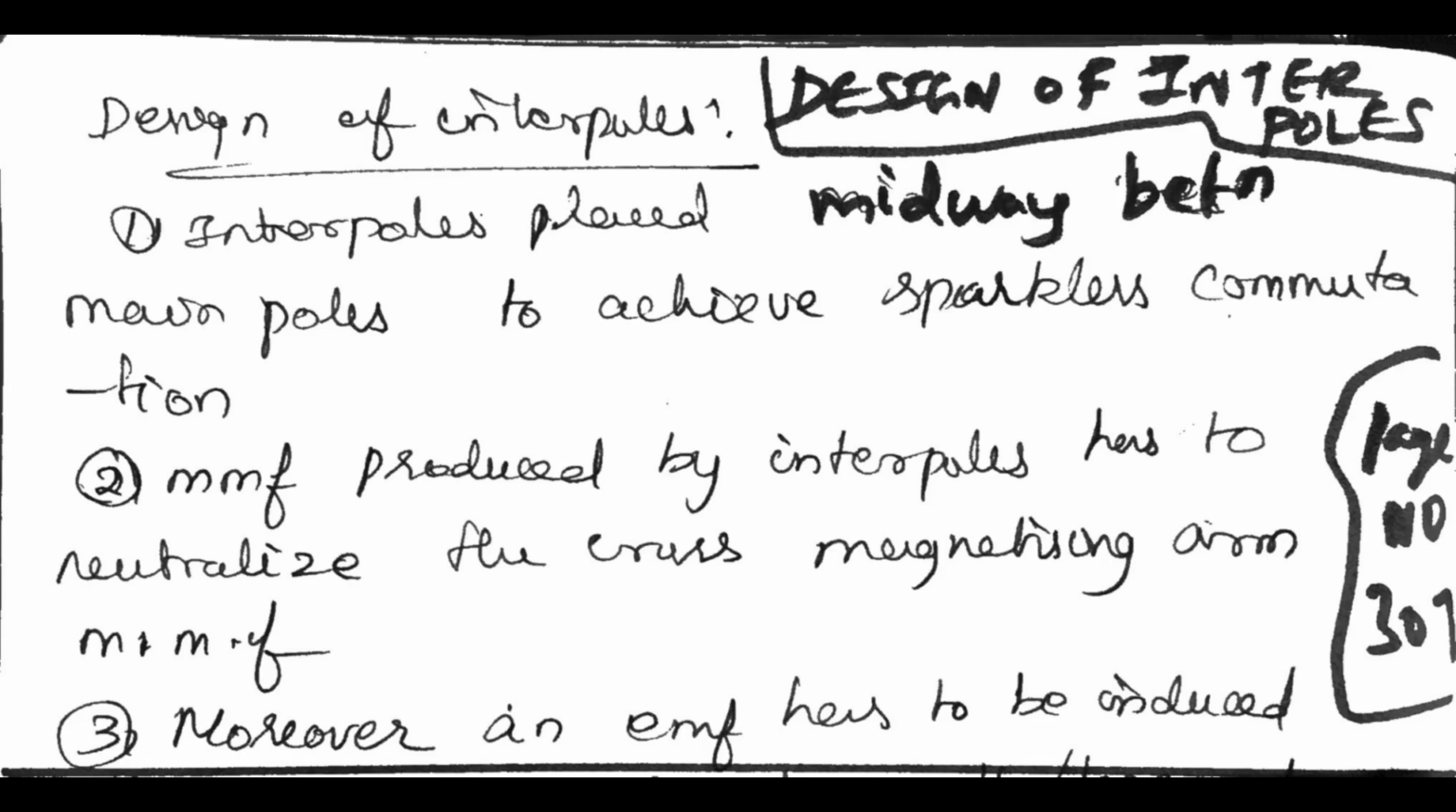Electrical machine design, EMD. Topic: design of interpoles. First step, interpoles are placed midway between main poles to achieve sparkless commutation. Second step, the MMF produced by interpoles has to neutralize the cross-magnetizing armature MMF. Third, moreover, an EMF has to be induced.